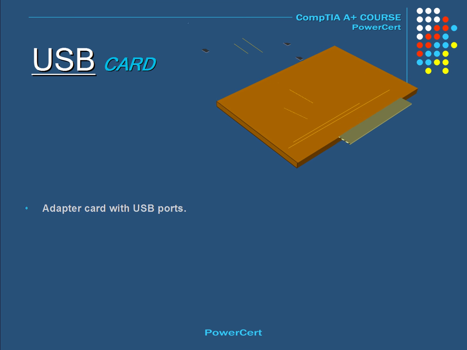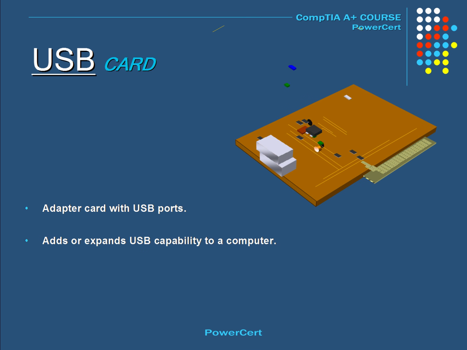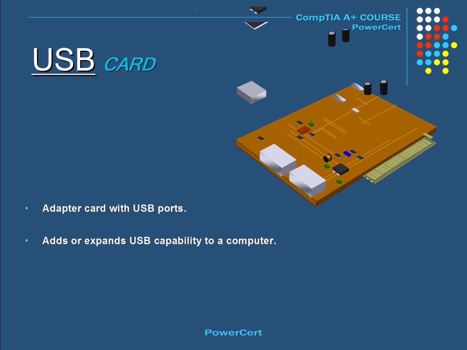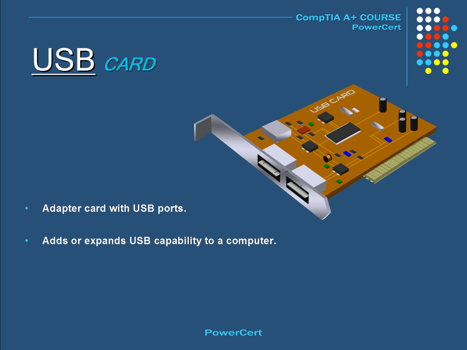Another input-output card is a USB card. Like FireWire, this is used to add extra USB ports to a computer. Now, since the USB port is so popular, and a lot of peripherals are made to use the USB port, usually a computer will have enough USB ports to suit a typical user's needs. But if you're the kind of user that needs more, you can insert a USB card to add more USB ports.